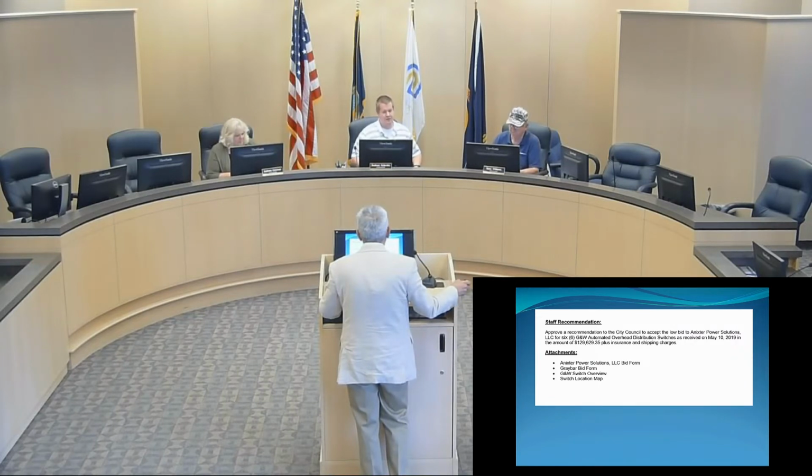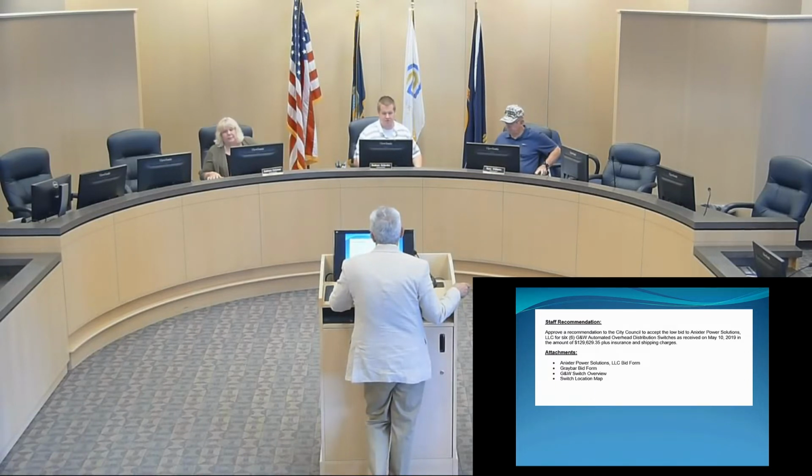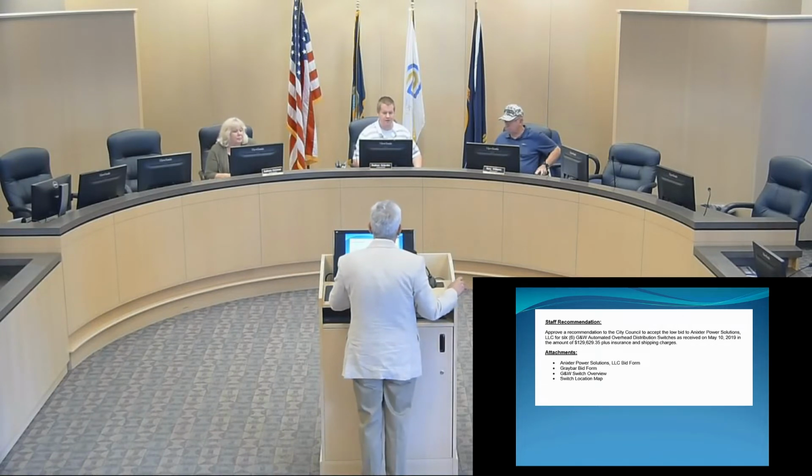Okay. So Commissioner Williams did motion to approve a recommendation. Is there a second? Second. Okay. We have a motion made by Williams, seconded by Coleman to approve a recommendation of the city council to accept the low bid to Annexter Power Solutions for 6 G&W automated overhead distribution switches as received on May 10th, 2019 in the amount of $129,629.35 plus insurance and shipping charges. All in favor? Aye. Aye. Motion passes.